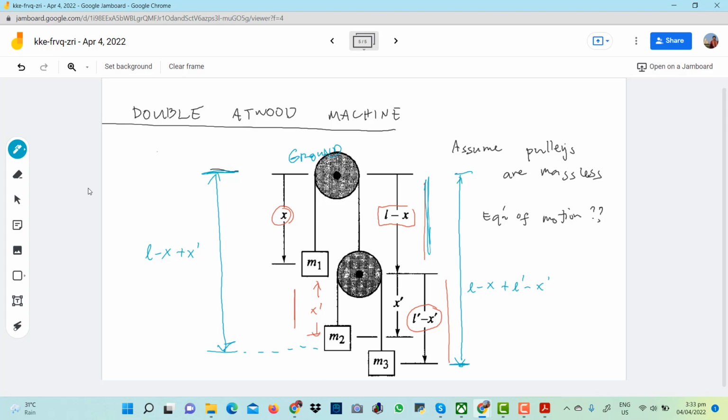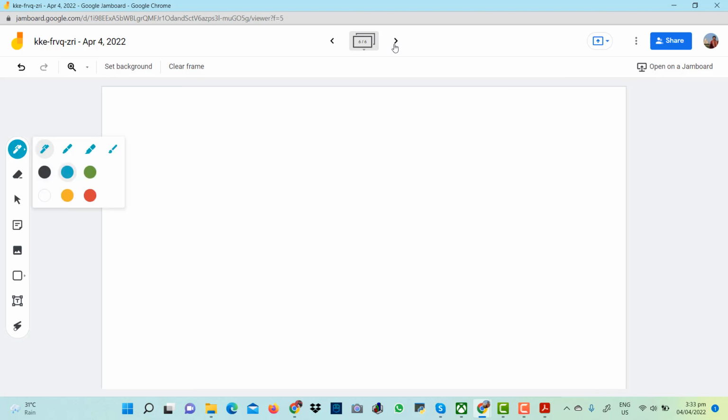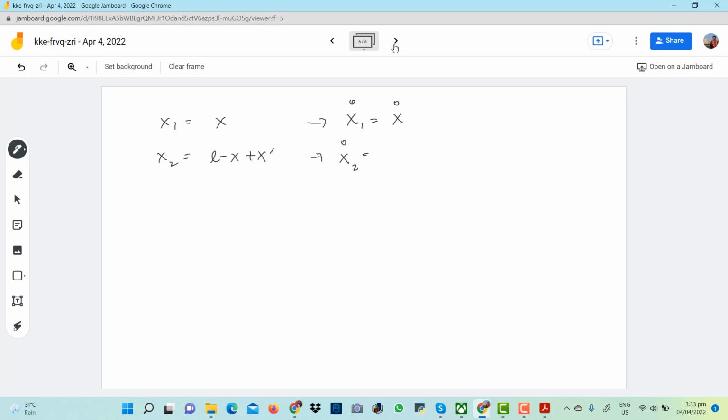Okay. So I have three positions. I will let the first one be x1, which is equal to x. x2, the location of your M2, is equal to L minus x plus x prime. Okay? If you do the derivatives, x1 dot is just equal to x dot. If you do the derivative of x2, I have minus x dot plus x prime dot.